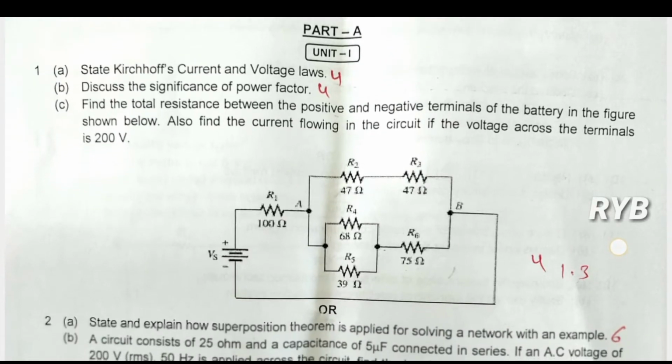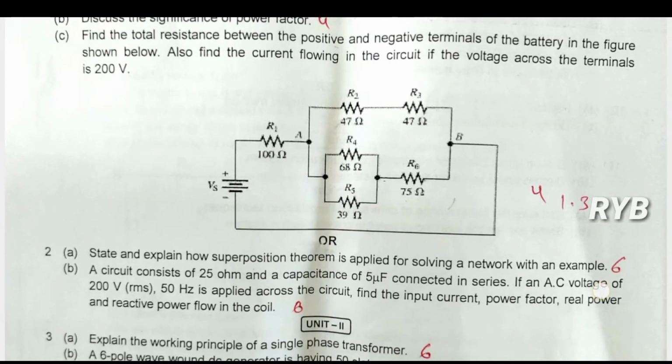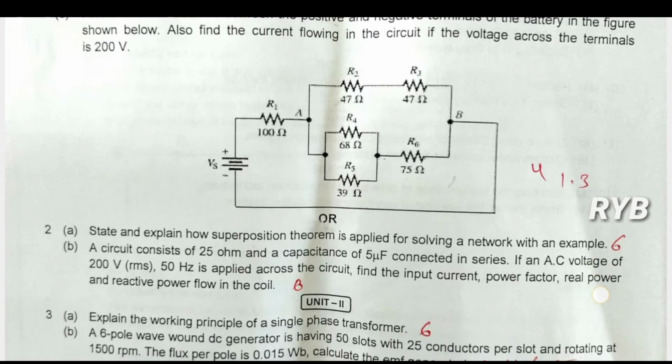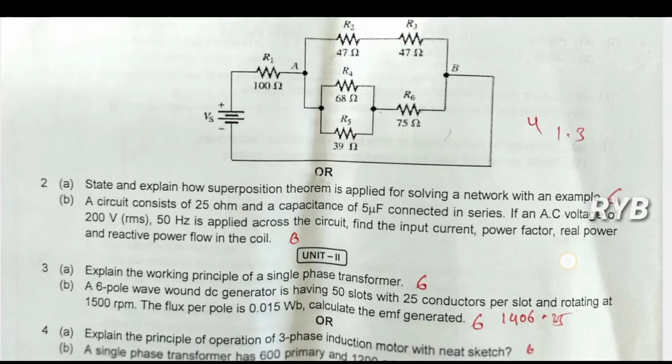The remaining unit 1 second question is: state and explain how the superposition theorem is applied for solving a network with an example. I already made a video on how to solve the superposition theorem, but we have to assume one circuit. After that, take an example without values. After that we have to state and explain the superposition theorem applied for solving a network with an example. Similarly, B is: a circuit consists of 25 ohm resistance and 5 micro farad capacitance connected in series. Already this question also, what is the power factor, real power, reactive power.